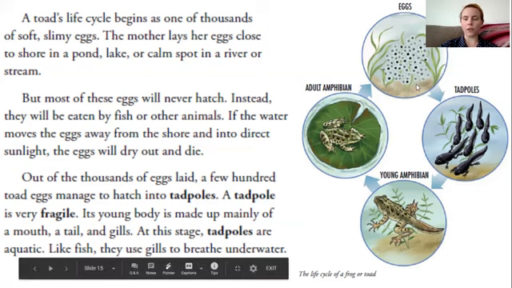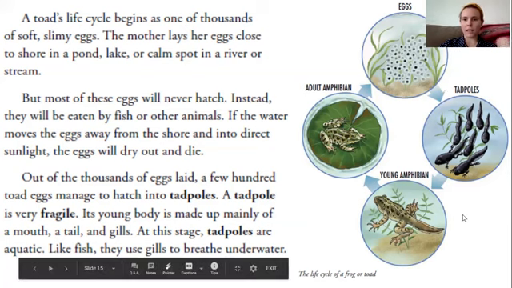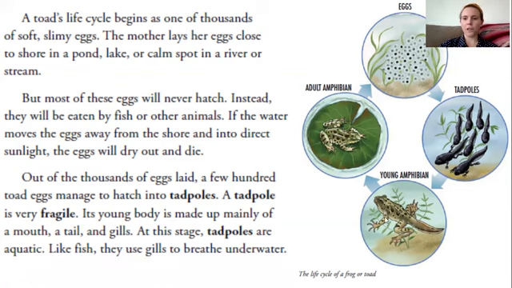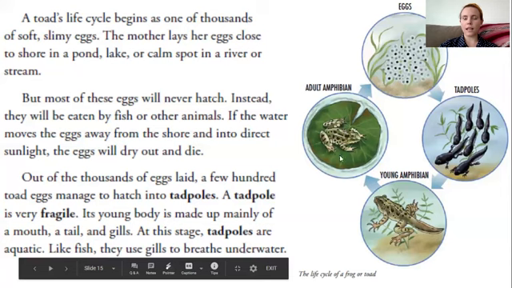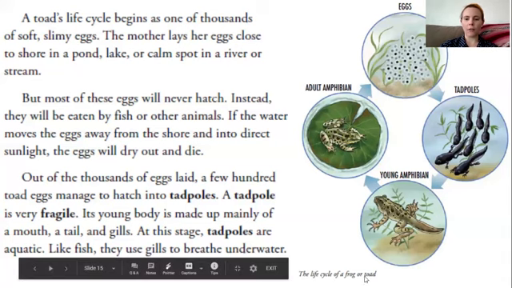All right, so here's our life cycle, starting out with eggs laid by the adult amphibian that turn into tadpoles, that turn into young amphibians. So it's starting to look a little bit more like a frog here. It's growing some legs. And then the adult amphibian, which later will lay more eggs and the cycle will continue. The life cycle of a frog or toad was shown in this diagram.